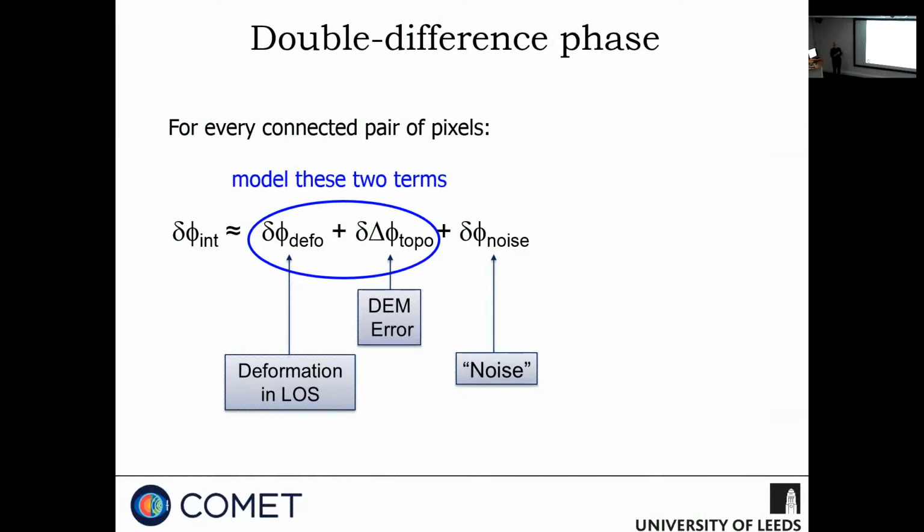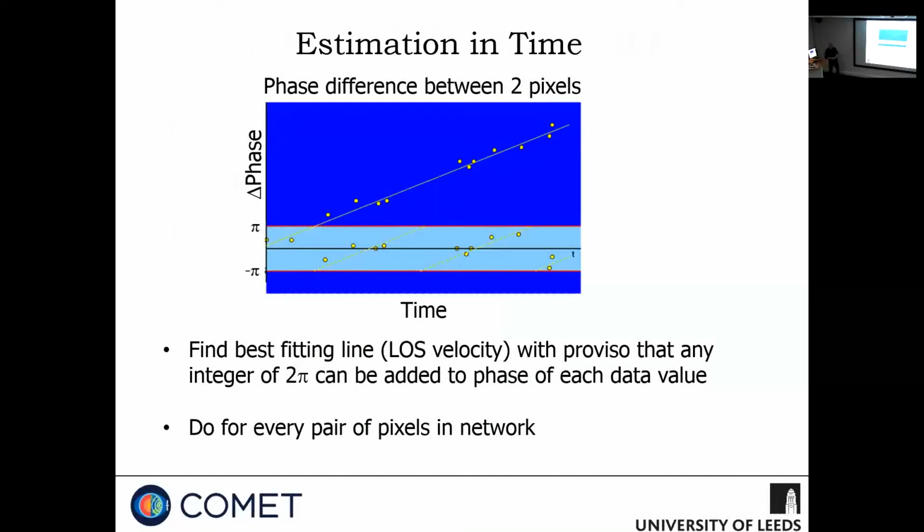You can then take these phase differences, they're actually double differences, differences in time and in space, and you can try to model these two terms, the deformation on the left and the DEM error. This is typically how they're modeled. There's an assumption here that the deformation is steady state in time.